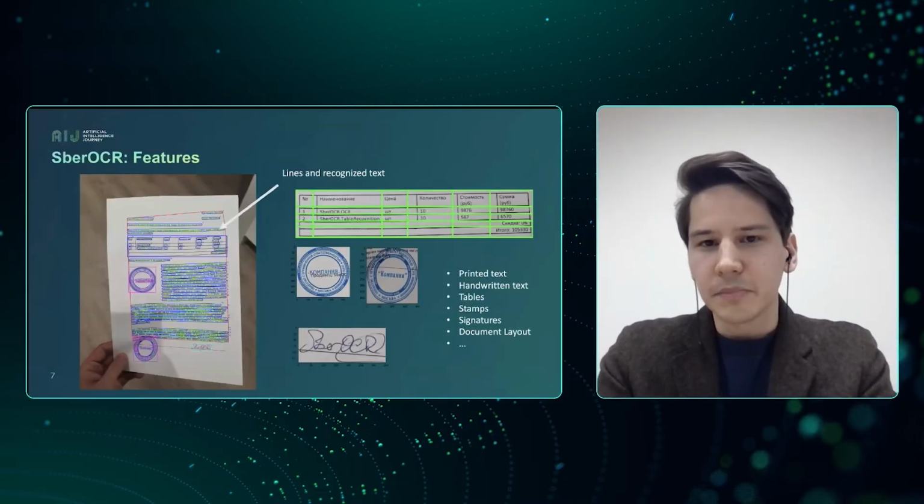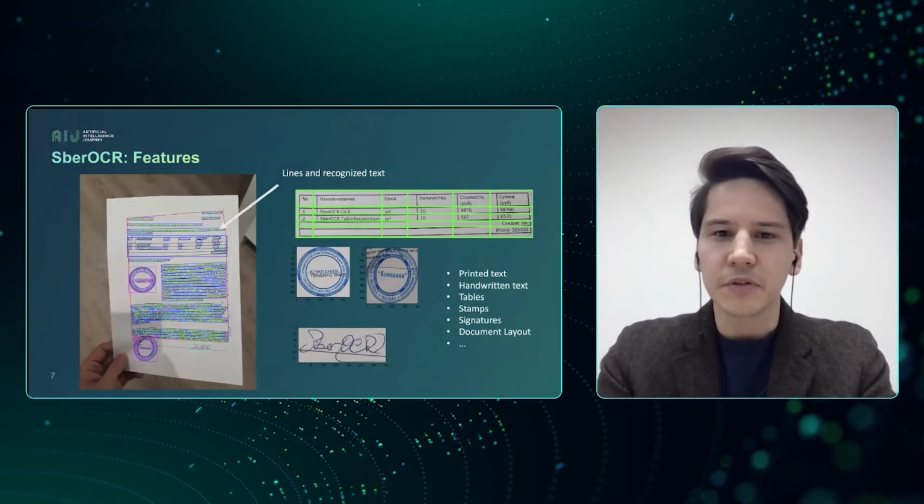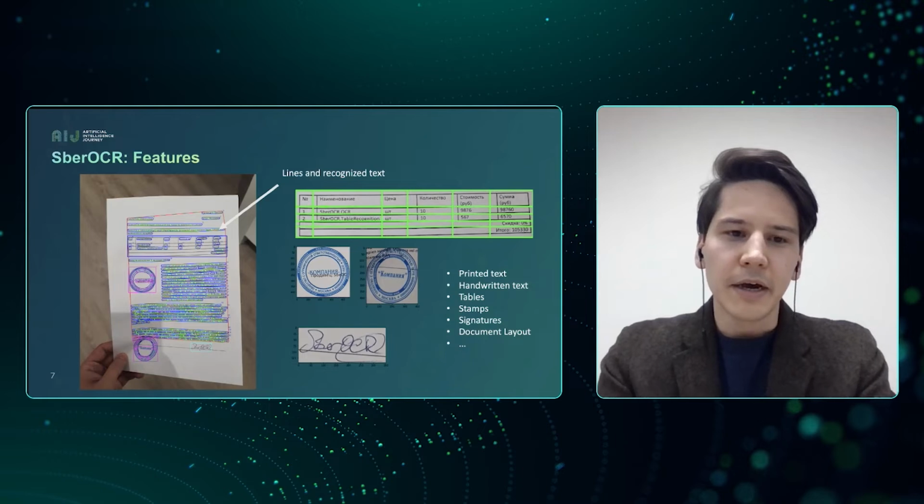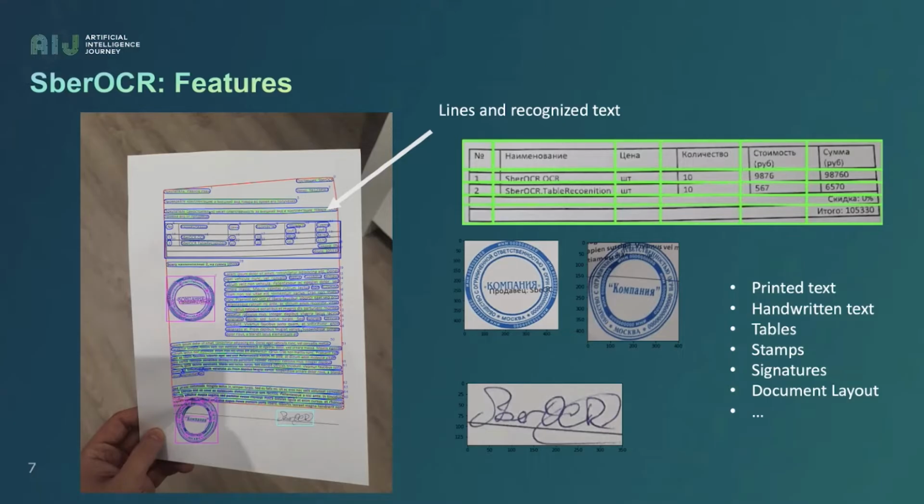So, if you do all this work, which we did, you get this beautiful result. On the left there is a document. Green highlights are words connected into lines connected into paragraphs. There are stamps, signatures, and tables. On the right, you can also see the result of table parsing. Apart from that, we can work with handwritten text and we can recognize it.